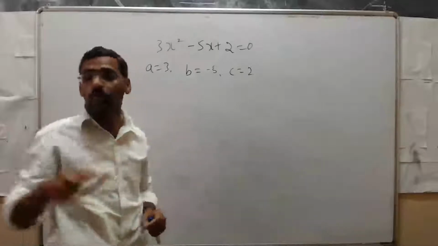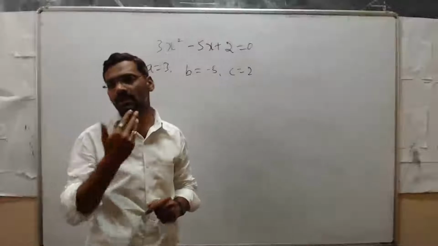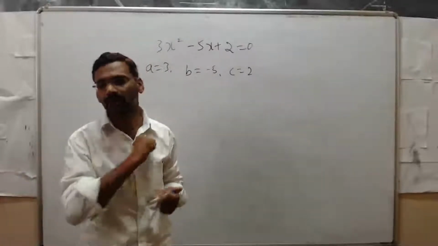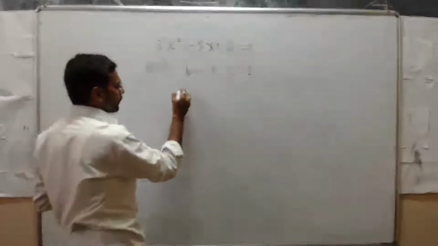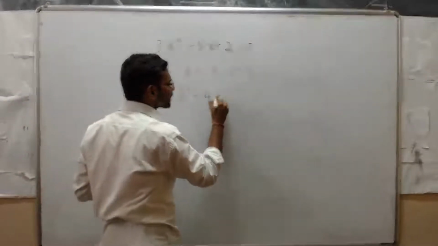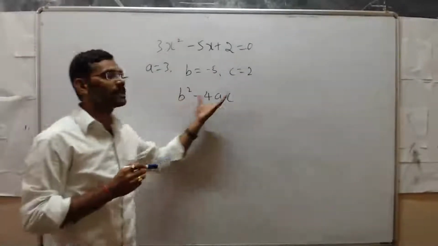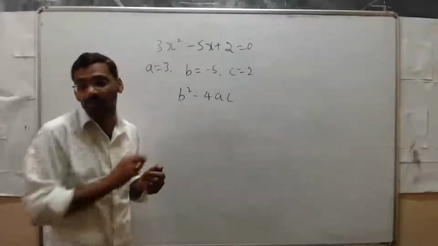We decide whether the roots exist or not. If they exist, then we have to find the roots. If the roots do not exist, then we are not able to find roots. So let us find out whether roots exist or not. One method is there. First we have to consider b square minus 4ac. We substitute the values in this formula, because b square minus 4ac is part of the quadratic equation formula.